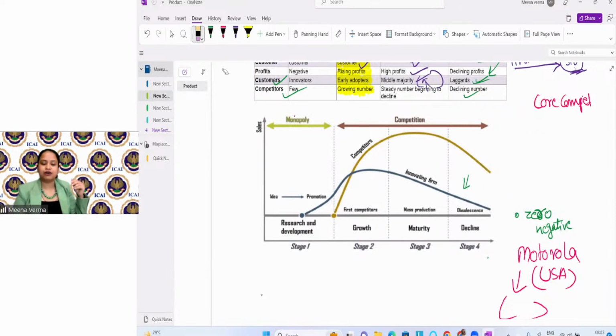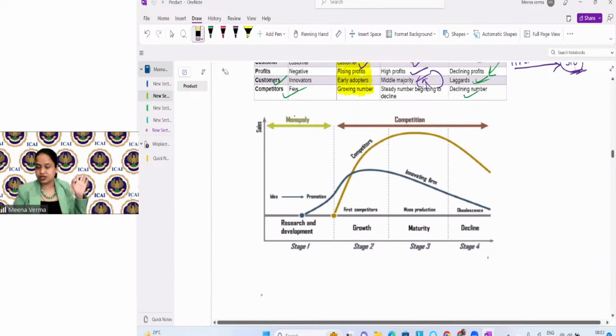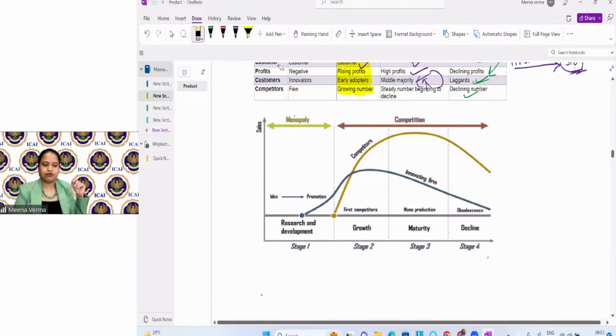Google has a market monopoly. Google is also a market leader. Maybe one day when artificial intelligence comes to the market, they will lose their core competencies. The point is that every product will reach such stages.